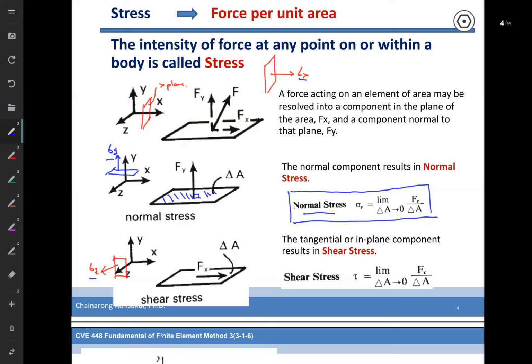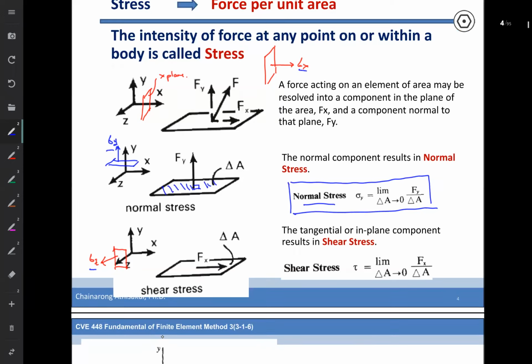In the same manner, if we talk about the shear stress, the shear stress is what? It is the force per unit area also, but the direction of force is parallel to the plane. Okay, the tangential or in-plane component. So the force is in the tangential direction of the plane, or it is parallel to the plane. Okay, we call it the shear stress.